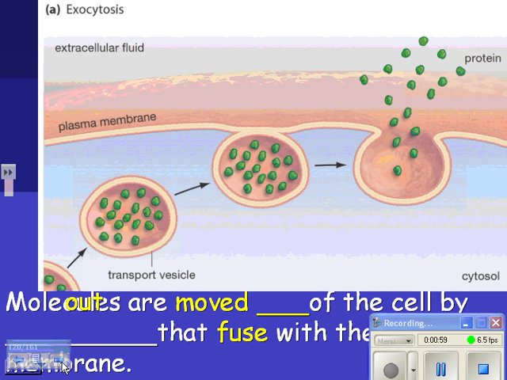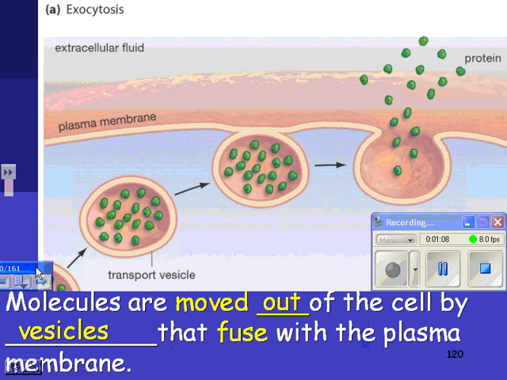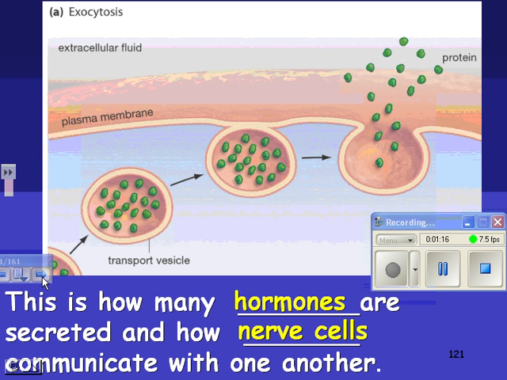So molecules are moved out of the cell by vesicles that fuse with the plasma membrane. This is how many hormones are secreted and how nerve cells communicate with each other. So if this would be a nerve cell, for example, it would have neurotransmitters in here, maybe serotonin or dopamine or one of the other 50 neurotransmitters, and it would be coming over here and releasing its neurotransmitters into the tiny little space between one neuron and another, and the other neuron would pick these up and say, oops, I'd better fire or not fire.